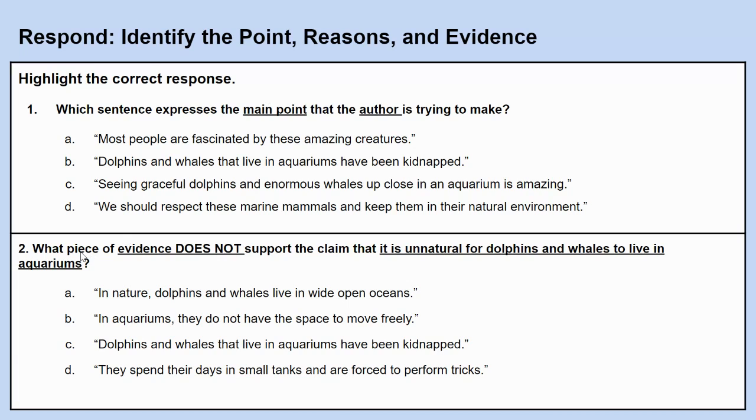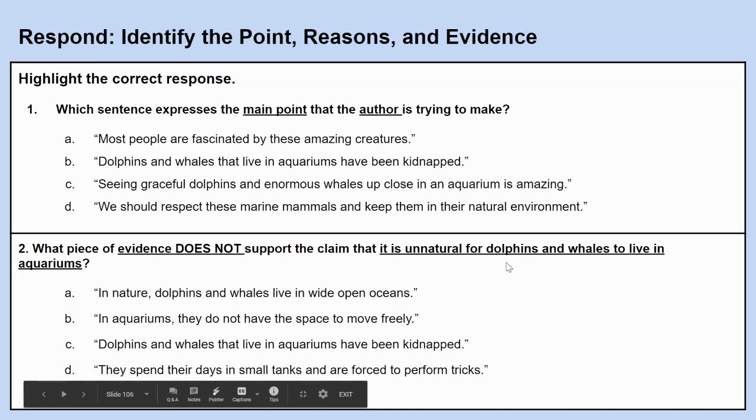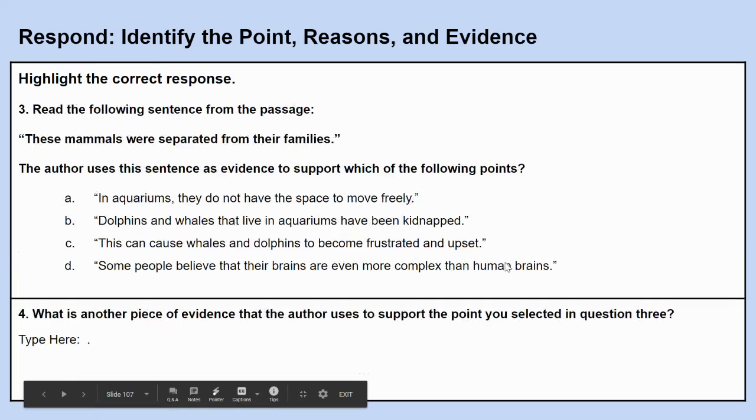Number 2, what piece of evidence does not support the claim that it is unnatural for dolphins and whales to live in aquariums? So this is the claim the author is making. 3 of these support this claim, but 1 of them does not, and that is the evidence that you will be looking for. Which of these does not support this claim?